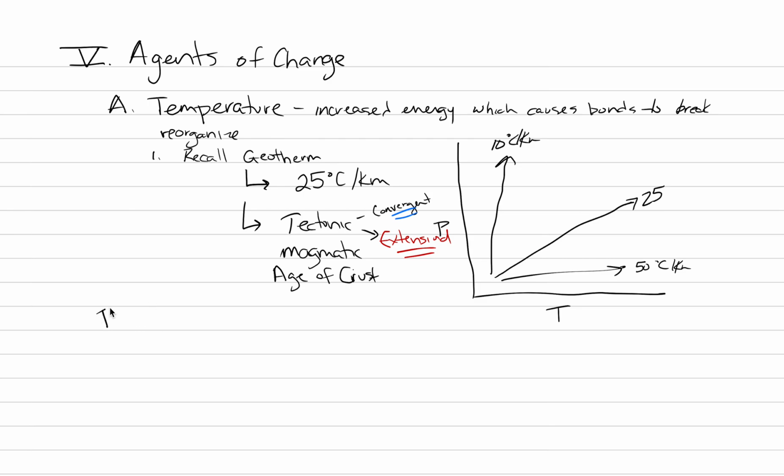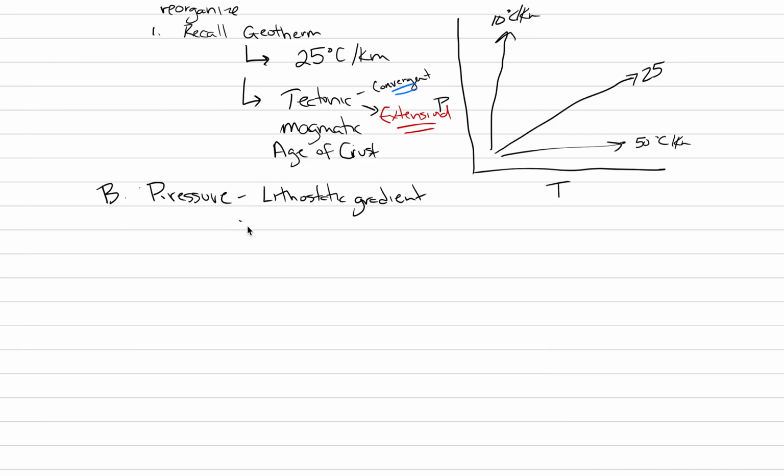The next thing we should consider as our agent of change is pressure. The type of gradient we're concerned with here is the lithostatic gradient. I guess we should put a definition of why pressure matters first, even before the lithostatic gradient. But what we're going to say here is that increasing pressure causes mineral structure to rearrange and form denser phases. So let's say that increasing pressure causes mineral structures to rearrange to form denser phases.